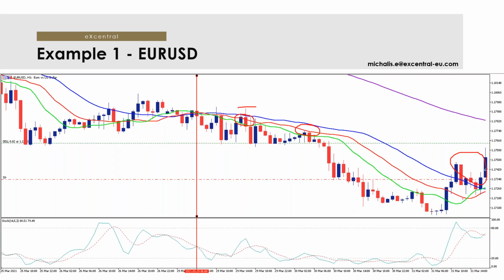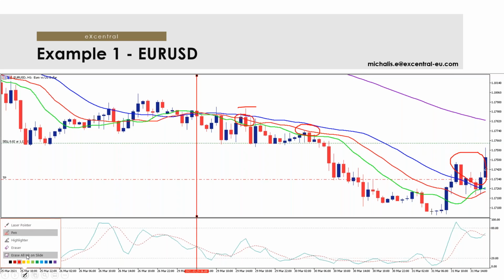By the way, this is a chart from a couple of weeks ago, so you need to update the charts. These are just examples which I've taken from my MT4 from recent days. This is the euro against the US dollar, on a 1-hour time frame.